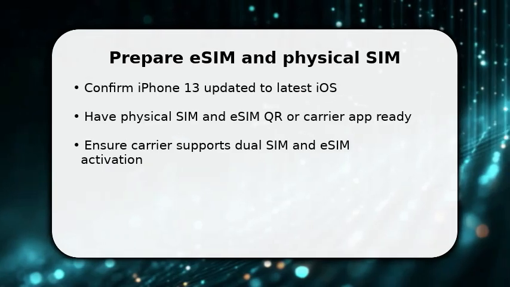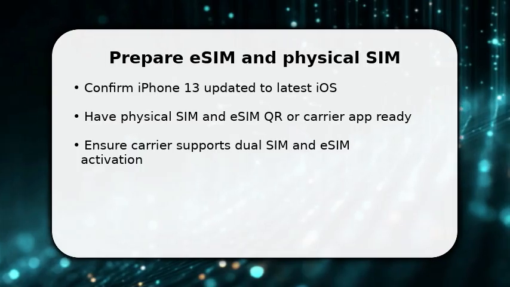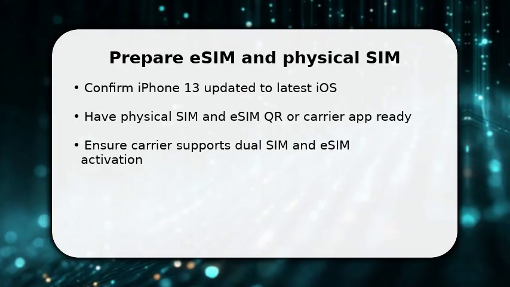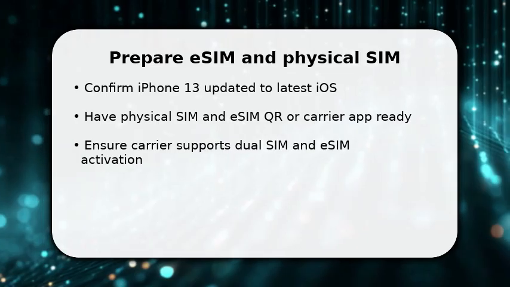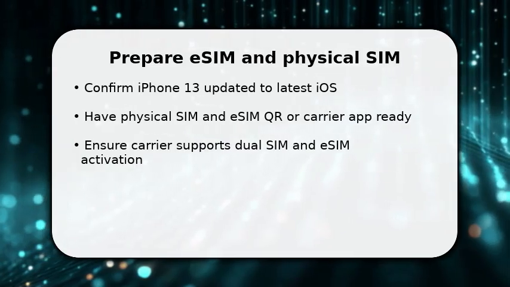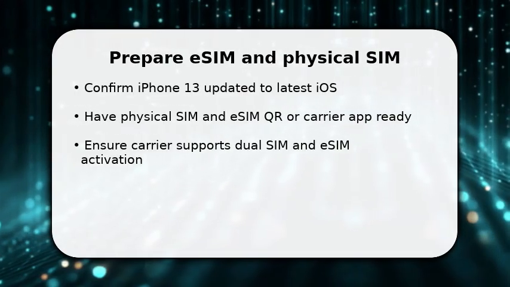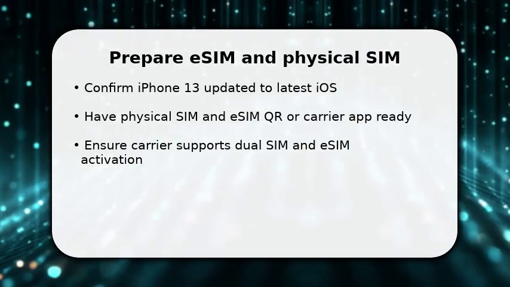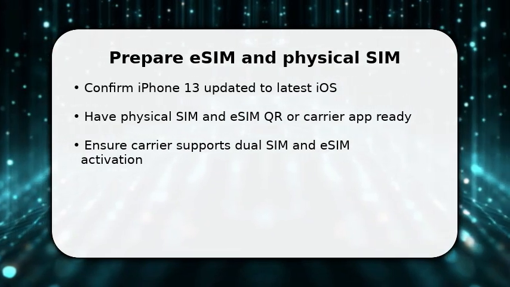Enjoy the video. You start by verifying prerequisites. Update iPhone 13 to the latest iOS so dual SIM features are current, and confirm your carrier supports eSIM. Have the physical SIM ready and the eSIM QR code or carrier app details on hand. Insert the physical SIM into the tray now. Once done, open Settings and tap Cellular to begin adding the eSIM. This immediate setup avoids back and forth with carriers and gets you into the activation flow without delays.